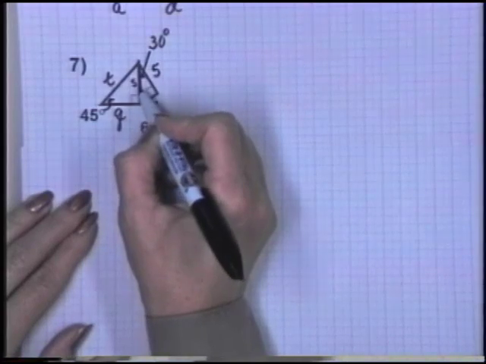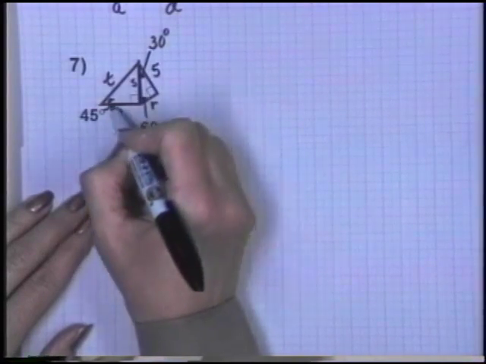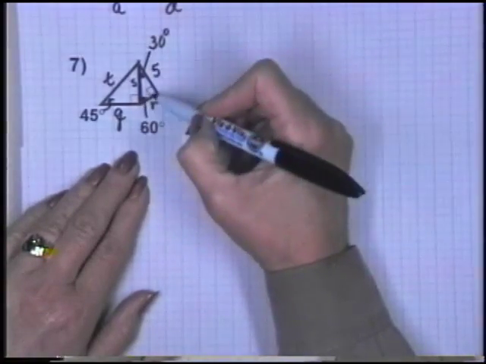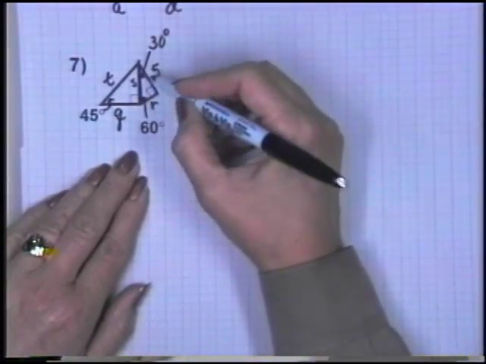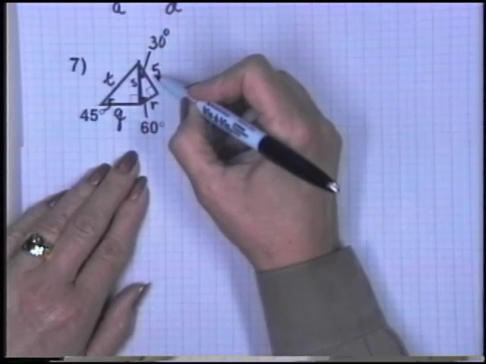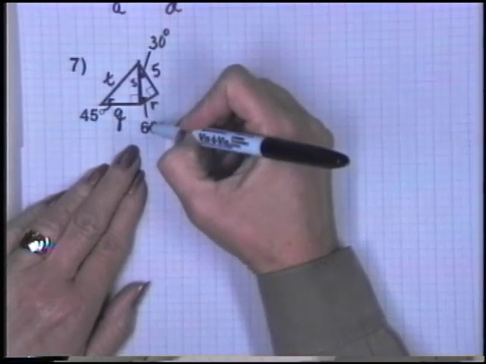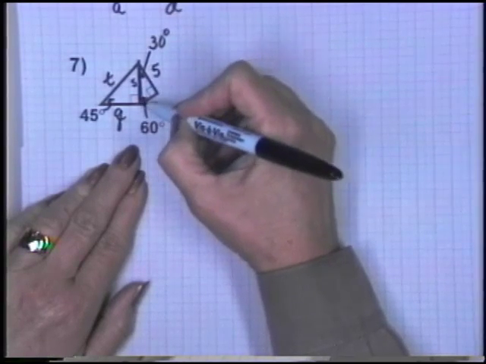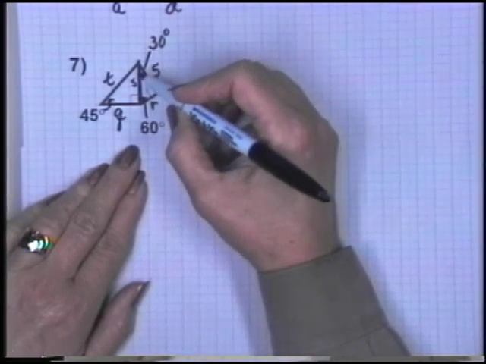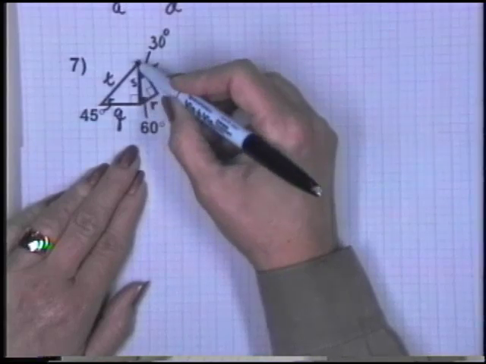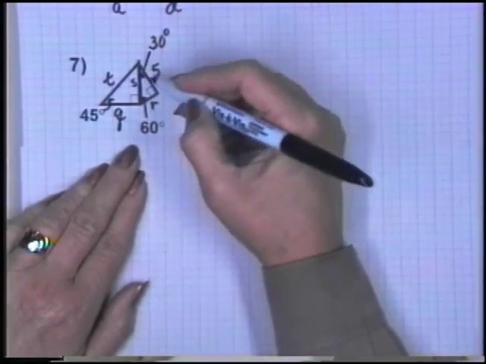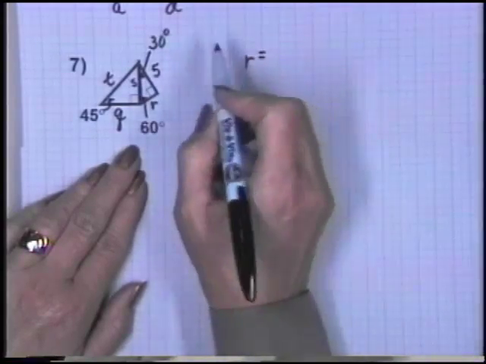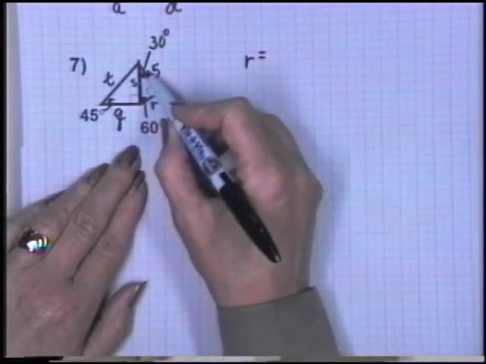Let's look at the isosceles right triangle. We're supposed to find the hypotenuse, which is T, one leg, which is S, and one leg, which is Q. Let's look at the 30, 60, 90 degree triangle. We know that one leg is 5. The leg opposite the 60-degree angle is 5. We need to find R, which is across from the 30-degree angle, and S, which is the hypotenuse for this triangle. So let's find R first.